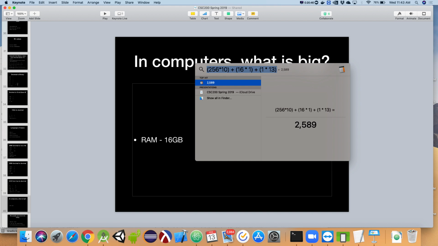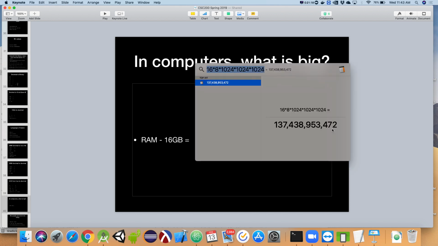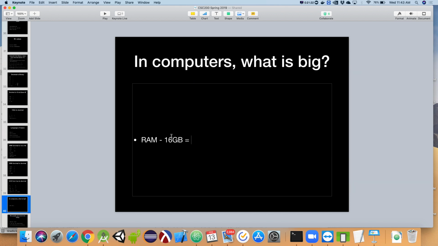And we know that 16 gigabytes is how many bits? So this is 16 times 8 times 1024 gets us megabytes, times 1024 gets us kilobytes, times 1024 gets us, megabits, kilobits, bits. So this is the number of bits. That's the number of bits in 16 gigabytes. Big number? Yes. Okay. What else is big in our computers?